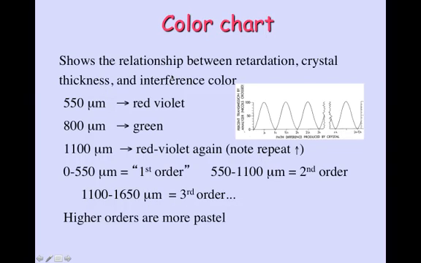Okay, so that color chart shows the relationship between the retardation, the crystal thickness, and the interference color. When we get first order red in that last example at 550 nanometers, and I showed you that those colors repeat, you'll see that at 1100, at double that first retardation, you see the same reddish colors again. And it keeps repeating. So that first set of colors up to 550 is first order. From 550 to 1100 is second order. 1100 to 1650 is third order. And the intensity of the color changes.